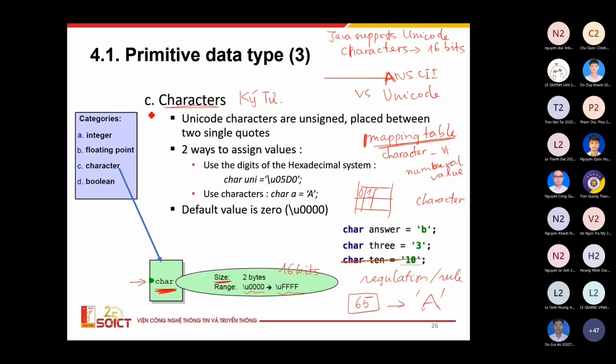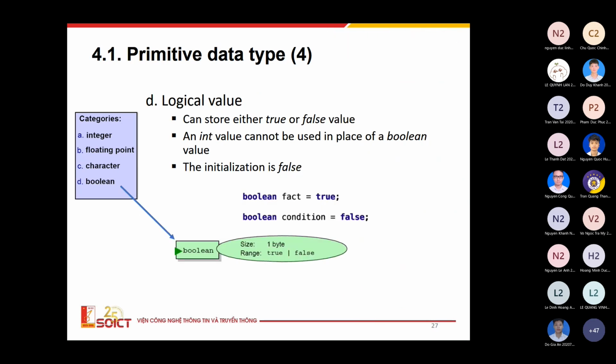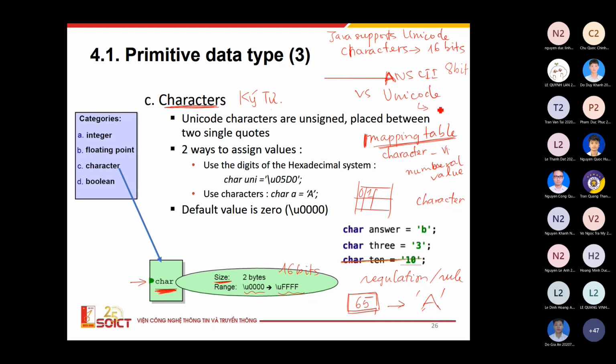into the letter. Okay, so when you use a character, you have to know about the mapping table. And they have two kinds of mapping table. One is the ANSI mapping table. In this mapping table, they just use 8 bits to represent a character. But for Unicode, you have 16 bits. That means the range of representation for Unicode is very large, and it can represent almost every character in every language.